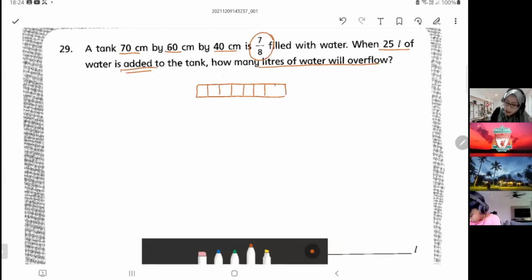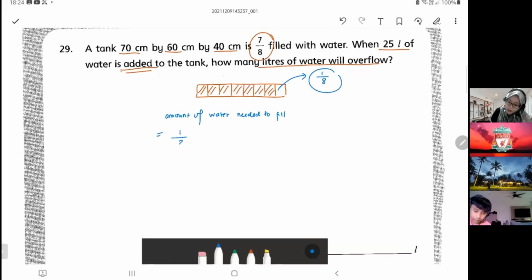Then draw your model. This is 8 parts, right? I know it's filled with 7 parts of water. How many parts of water do I need to fill up? This one, which is 1 out of 8. Can you see? All right. So the amount of water needed to fill will be just 1/8.